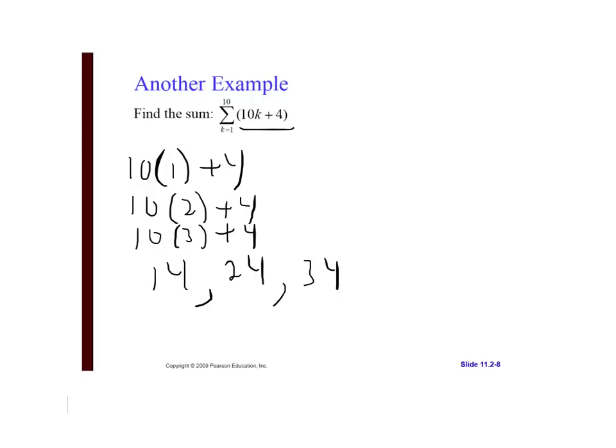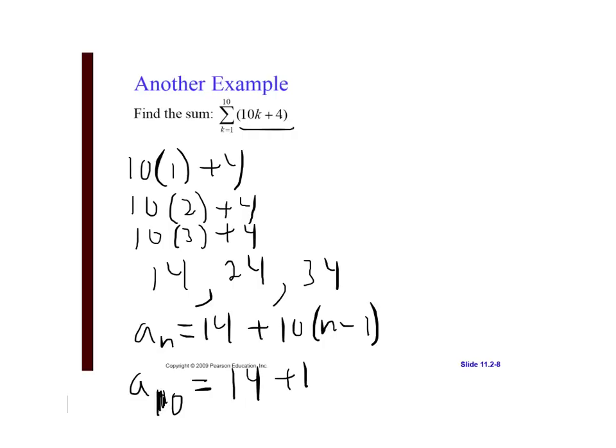So I could go through the hassle of writing an explicit formula. I could write a sub n equals 14 plus 10 times n minus 1. Substitute in 10. I could find a sub 10, which is 14 plus 10 times 9, because 10 minus 1 is 9. So that's going to be 90 plus 14, which is 104. Okay, so I could do that, and then I could use the sum of a series formula.